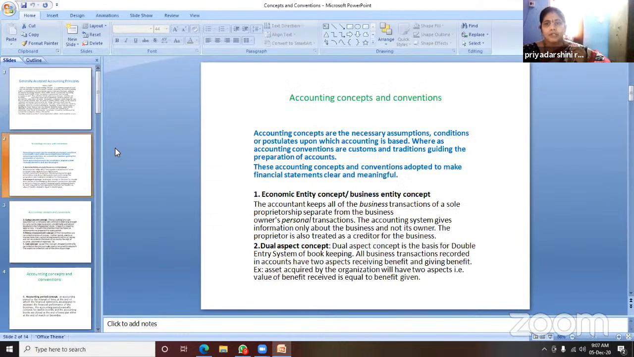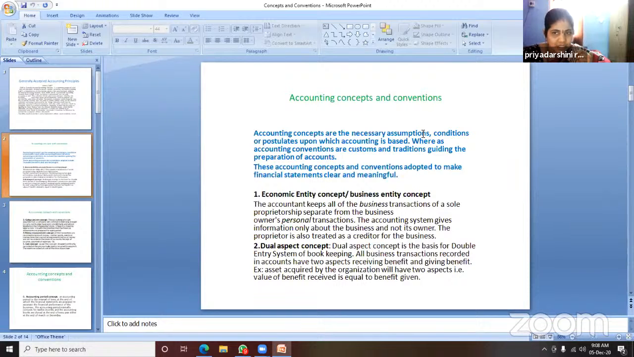So these are the generally accepted accounting principles. Under accounting principles, they are categorized into concepts and conventions. Accounting concepts are the necessary assumptions, conditions, or postulates upon which accounting is based. So these concepts are assumptions.